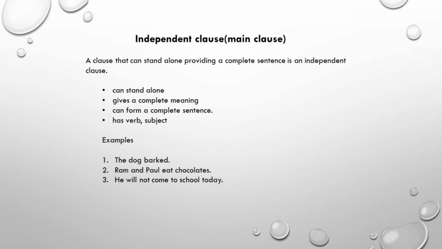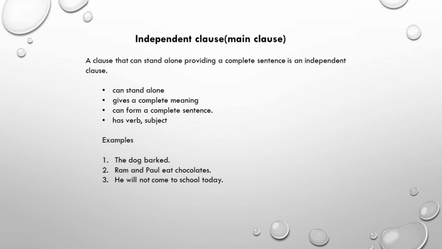So let's see some examples for independent clauses. The first one is the dog barked. This example can stand alone because it gives a complete meaning and it can form a complete sentence. It has a subject and a verb. The subject is the dog and verb is barked. Since it follows all the above said rules, this is an example of independent clause.